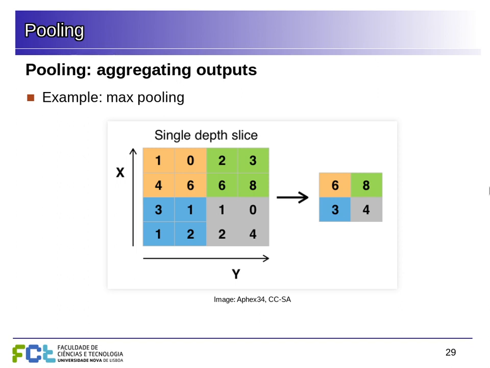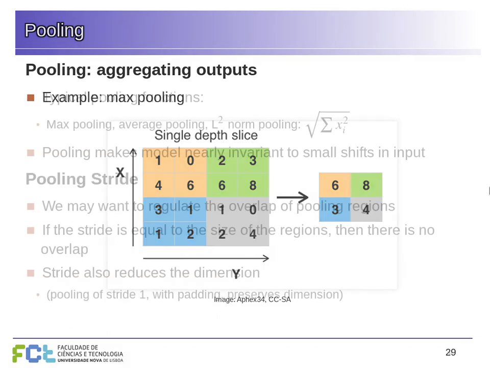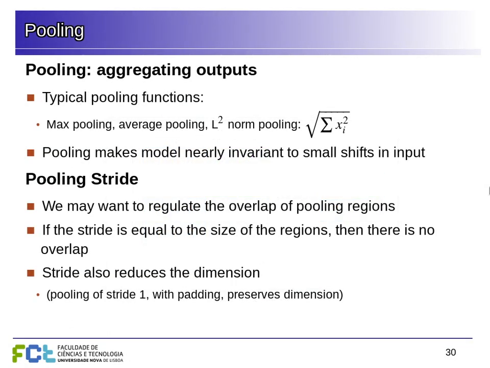We don't particularly care where. So we can start reducing the size of the inputs, keeping the information of which patterns we found, but discarding the information about exactly where in the input they were found, because that may not be relevant for our purposes. Typical pooling functions are max pooling, average pooling, L2 norm, and so on. These are just three examples, but the idea is to aggregate the values and so reduce the size of the input while keeping information about which patterns were found.